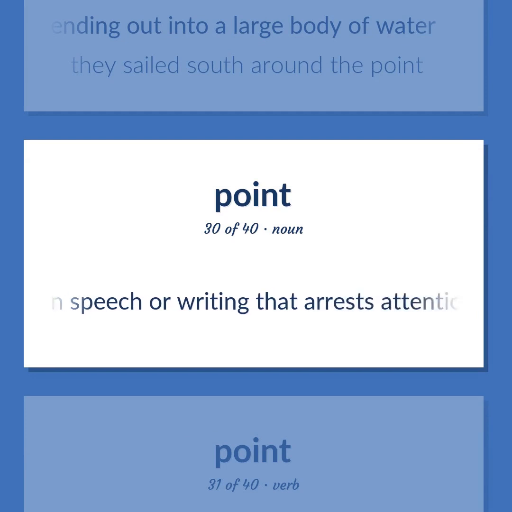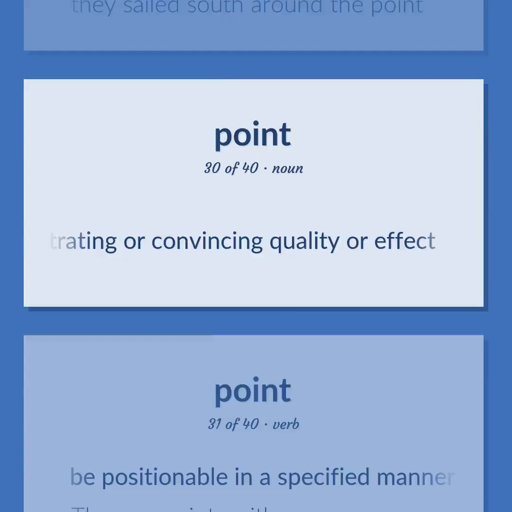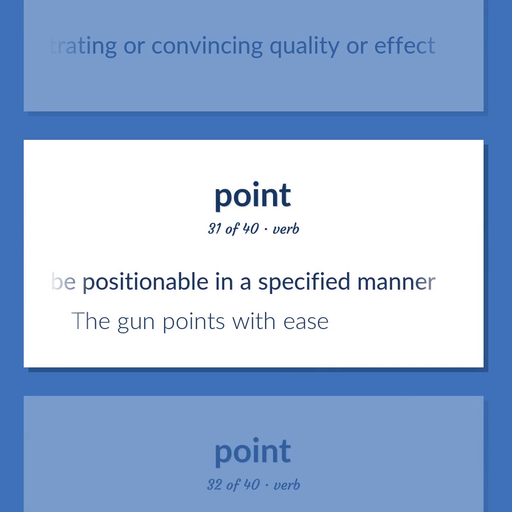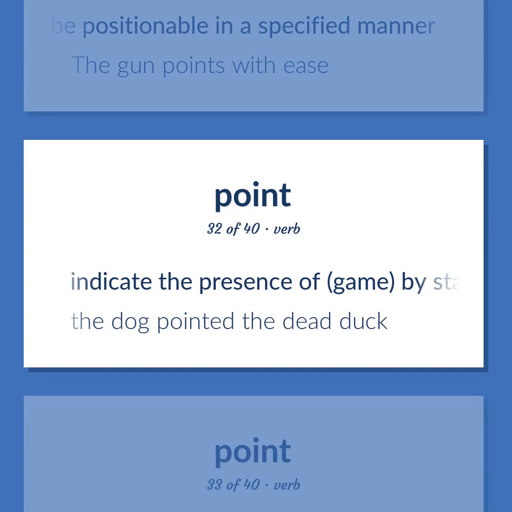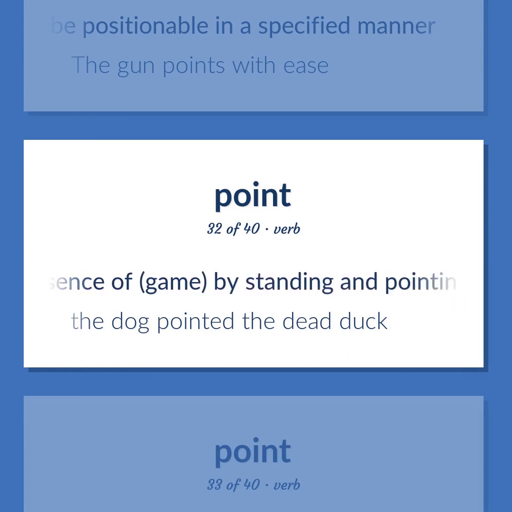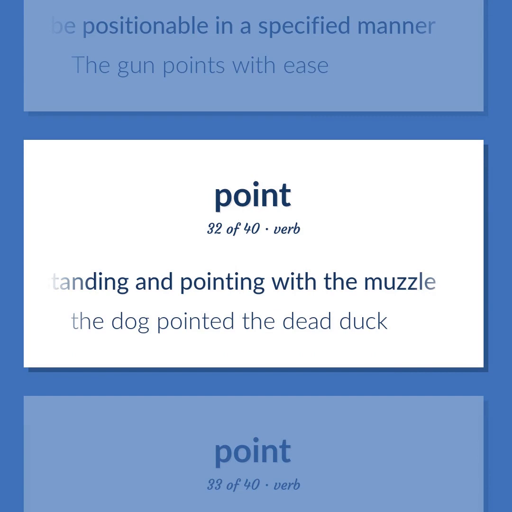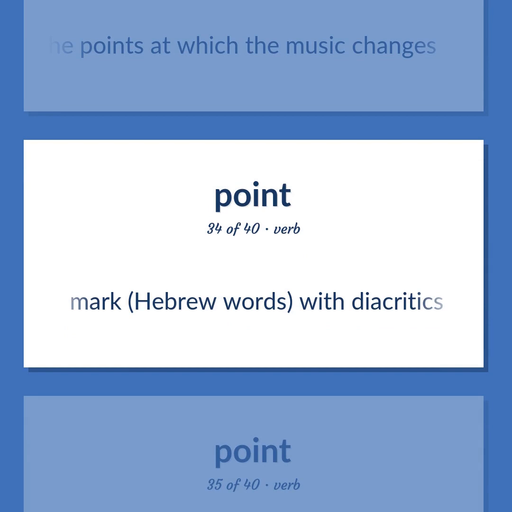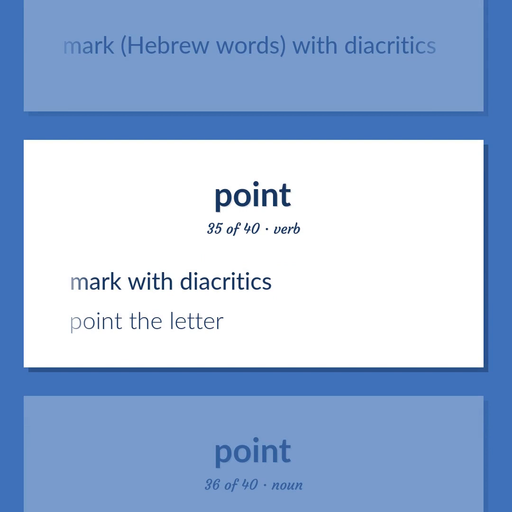A style in speech or writing that arrests attention and has a penetrating or convincing quality or effect. Be positionable in a specified manner. The gun points with ease. Indicate the presence of game by standing and pointing with the muzzle. The dog pointed the dead duck. Mark a psalm text to indicate the points at which the music changes. Mark Hebrew words with diacritics. Mark with diacritics. Point the letter.